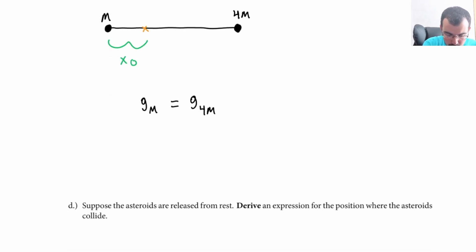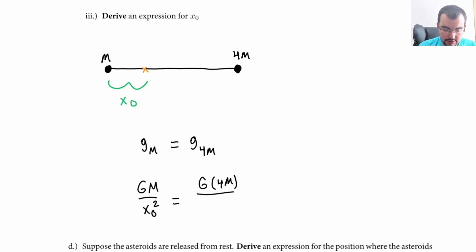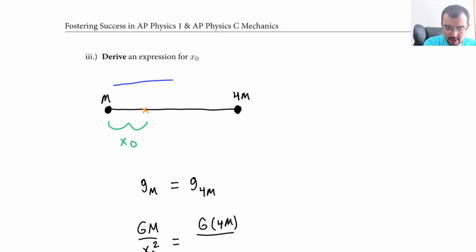So g from the 1m is big G times big M divided by the distance x0 squared. Then we do the same thing for the 4m, except we have to figure out what the distance is. So think about segment addition. We know that the entire separation between the two masses together is going to be d. So if I've already contributed x0 to the distance, the remaining distance must be d minus x0.